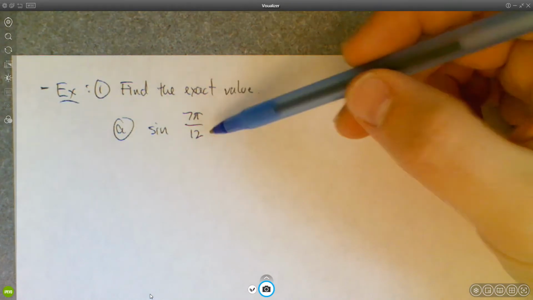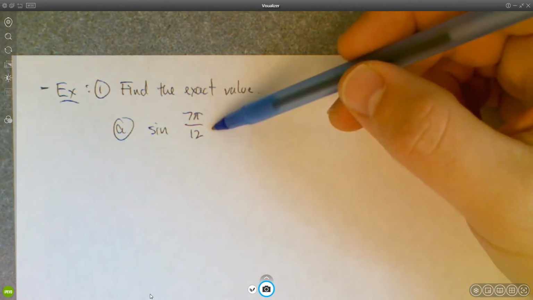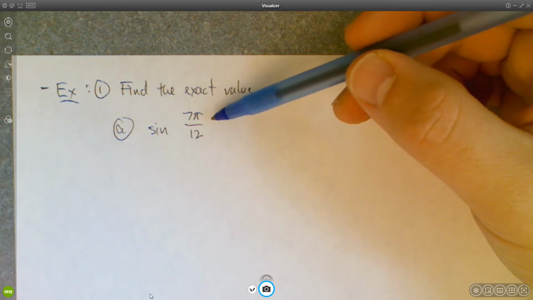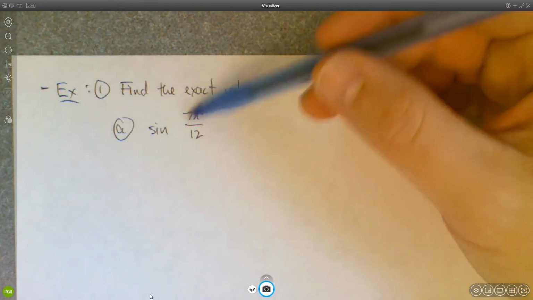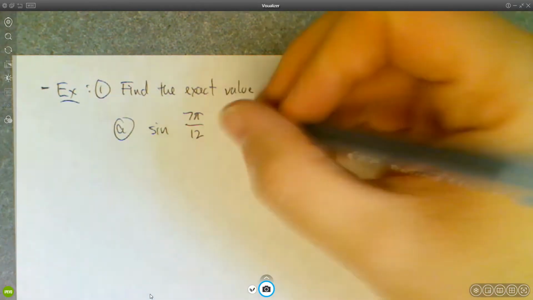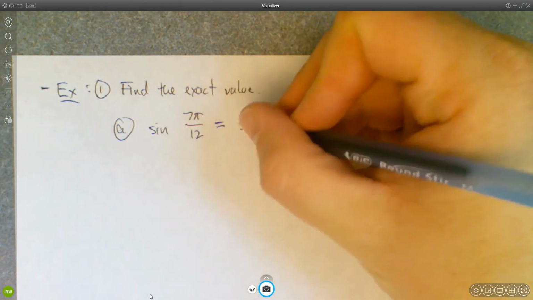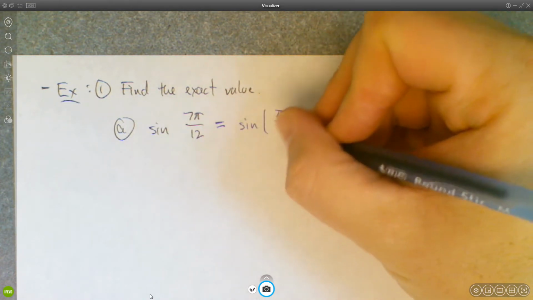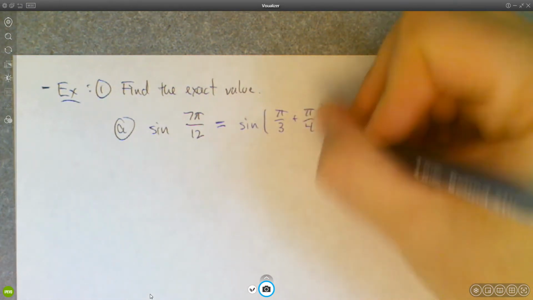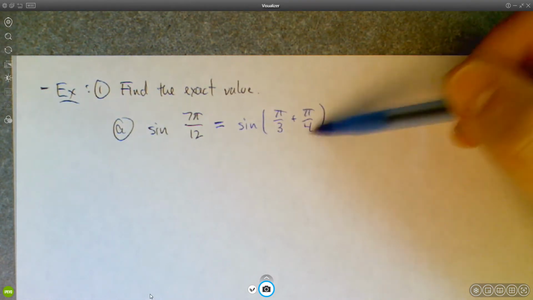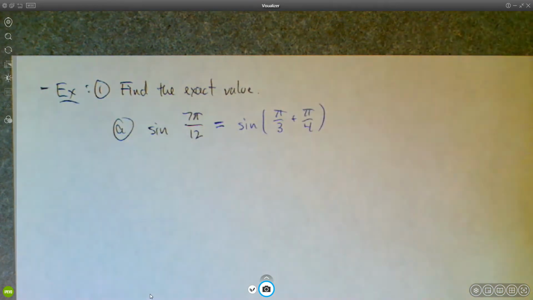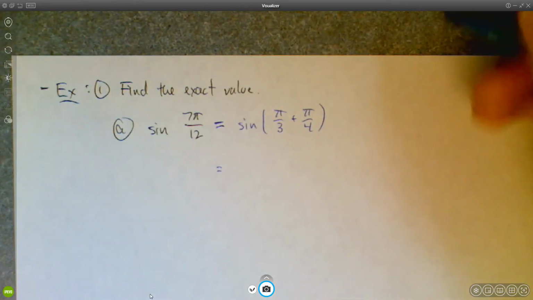Okay, so let's think about this. Pi over 3 would be 4 pi over 12, and pi over 4 would be 3 pi over 12. So I think 7 pi over 12 is just pi over 3 plus pi over 4. So I'm going to write this as sine of pi over 3 plus pi over 4. You get common denominators: here you would multiply by 4 pi over 12, here you'd multiply by 3 pi over 12, giving 7 pi over 12.